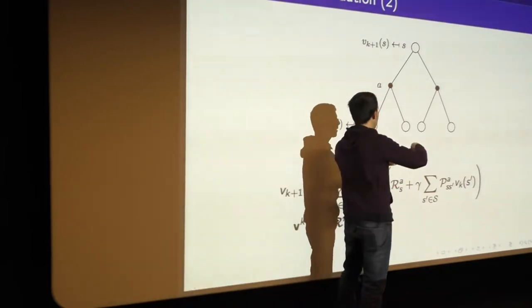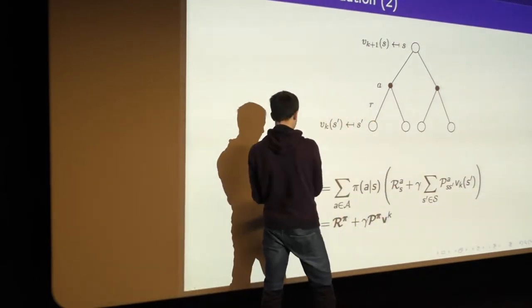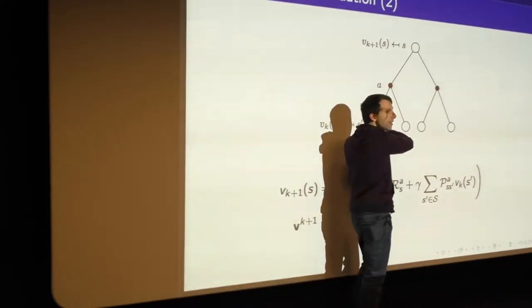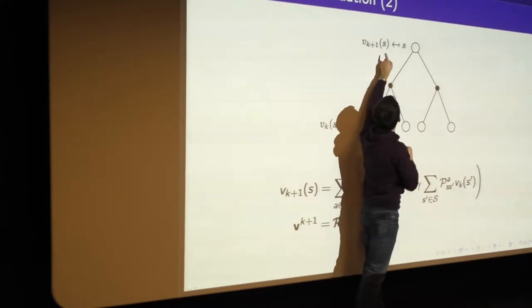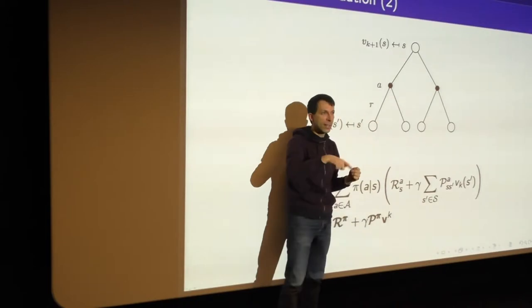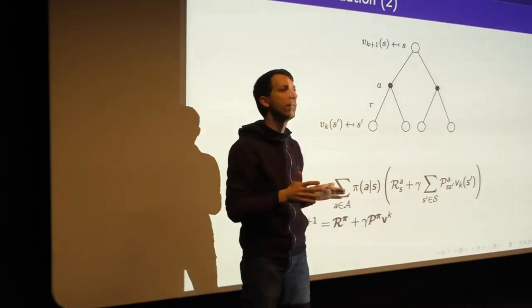We take the value function we've just computed, our vk plus 1, and now that takes a turn at being the leaf. We plug that in at the leaves, we back that up, and we get vk plus 2 at the root. We do that for every state, we iterate, and this process is guaranteed to converge on the true value function.